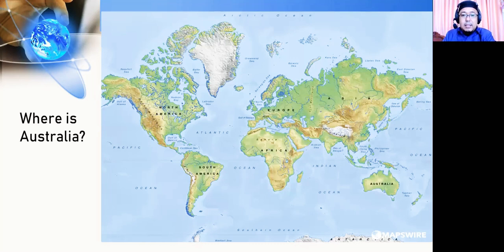Look, this is the world. I took it from MapsWire. I'm using Microsoft Office, especially PowerPoint 2010. And I searched for the world map and I found this one. So I hope that it represents the correct information about the world map.